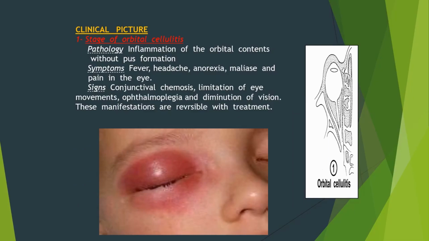What is the clinical picture? We have a stage of orbital cellulitis, which is inflammation of the orbital contents without pus formation. The symptoms will be fever, headache, anorexia, malaise, and pain in the eye. The signs will show conjunctival chemosis, which means redness, limitation of eye movements, just limitation, remember this word, ophthalmoplegia, and diminution of vision. These manifestations are reversible with treatment.